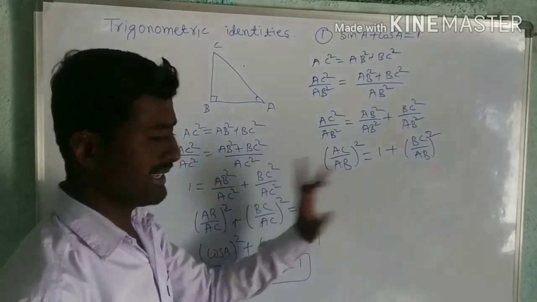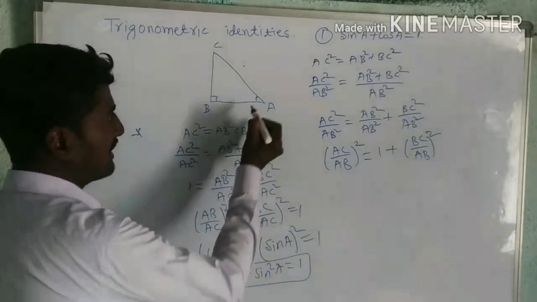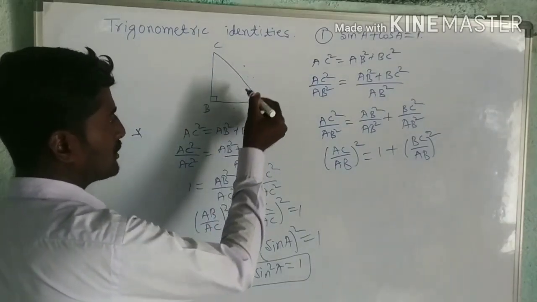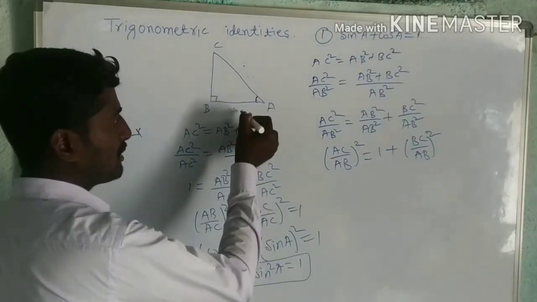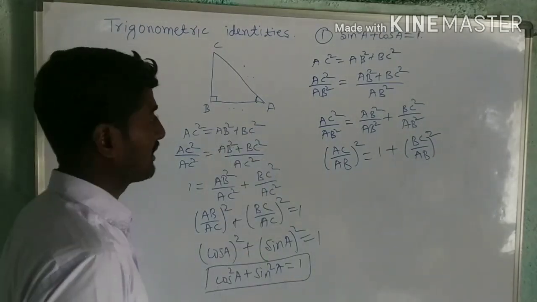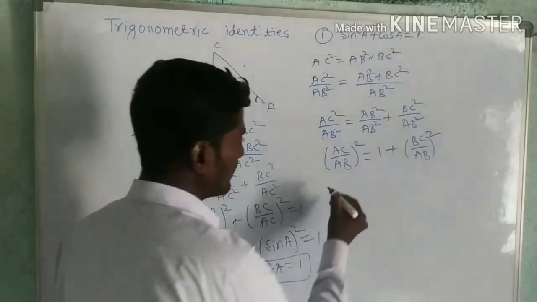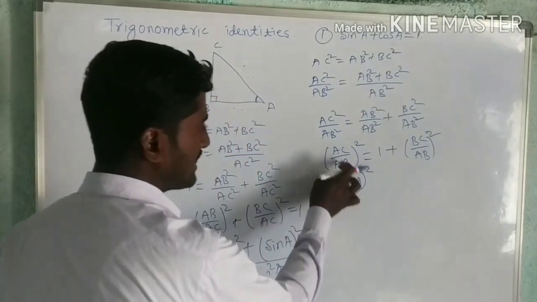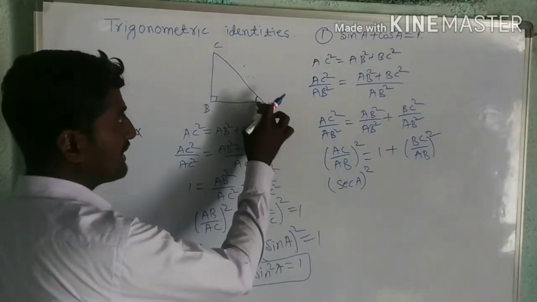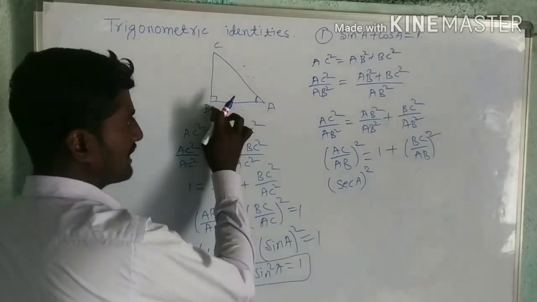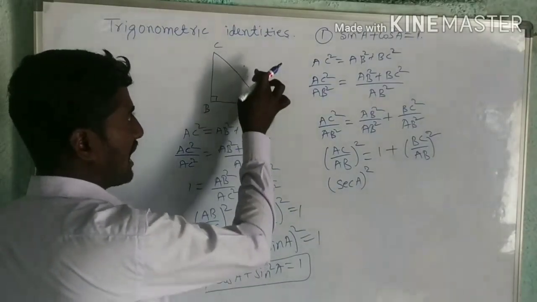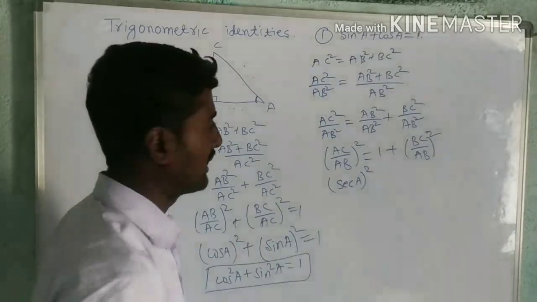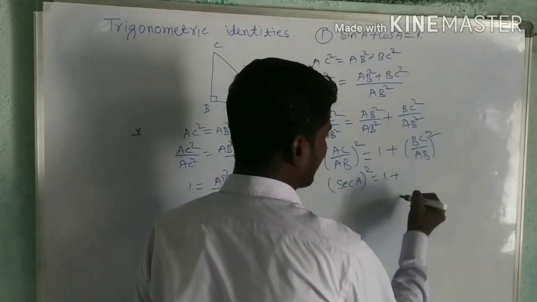Now AC by AB, what is it? For the angle A, AC by AB is hypotenuse divided by adjacent, that is nothing but sec A, so sec square A. AC by AB, for the angle A, AC is hypotenuse and AB is adjacent. Hypotenuse by adjacent is nothing but sec A. Then the whole square is equal to 1 plus.